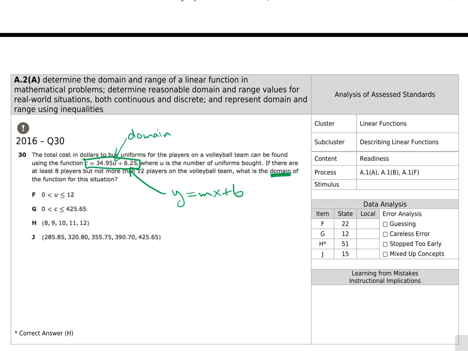All right, it says if there are at least 8 players, but not more than 12, what is the domain for this function? Well, we know domain is u, but what is u? In this case, u is the number of uniforms, and C is cost. If we have 8 players, how many uniforms would we have to buy? 8. So the u, in that case, would be 8. The most uniforms we would have to buy would be 12. And we would have to get everything in between. So it would be 8, 9, 10, 11, and 12. So which answer choice is correct? H.